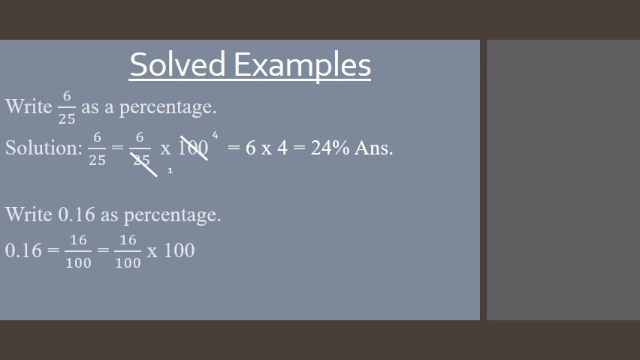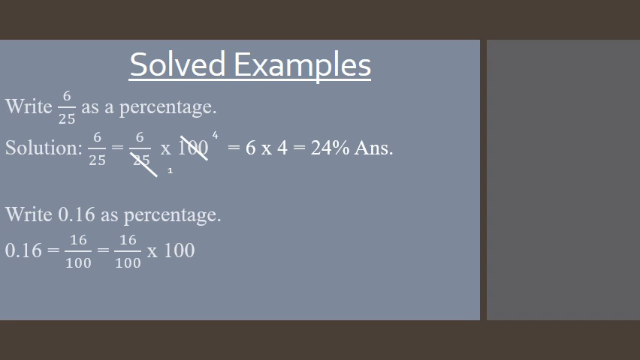First of all, we will change this decimal fraction into common fraction. So 0.16 is equal to 16 upon 100. Now this common fraction 16 upon 100 can be written as percentage by multiplying it by 100. So we will multiply 16 upon 100 by 100.